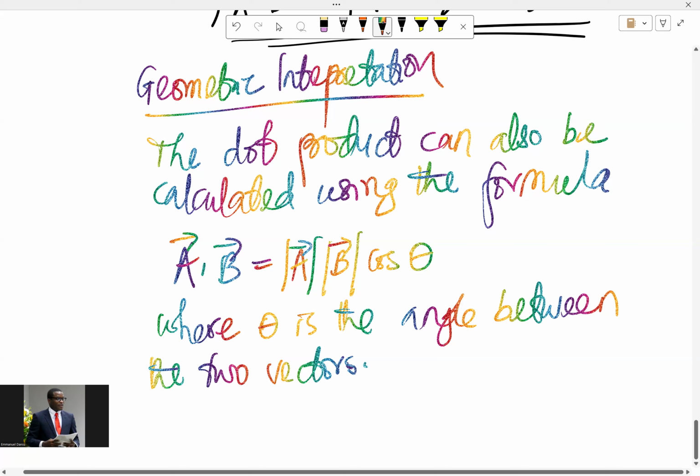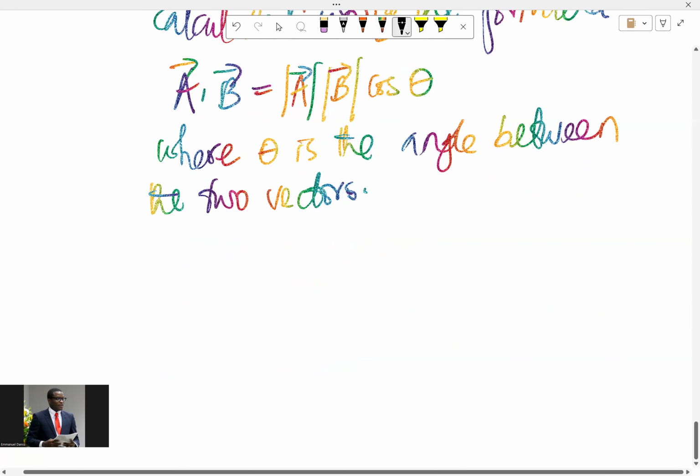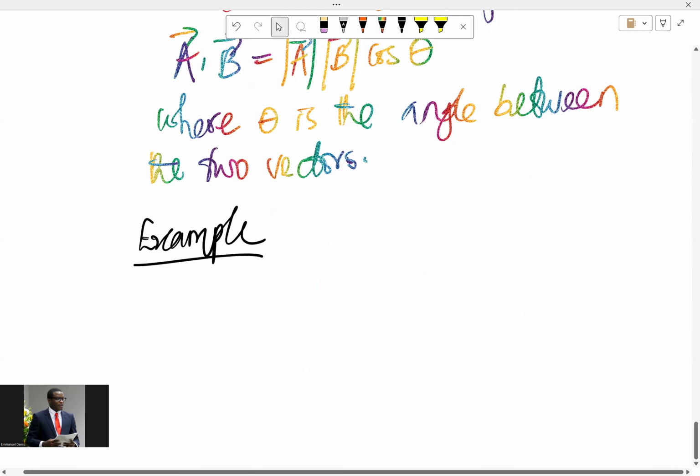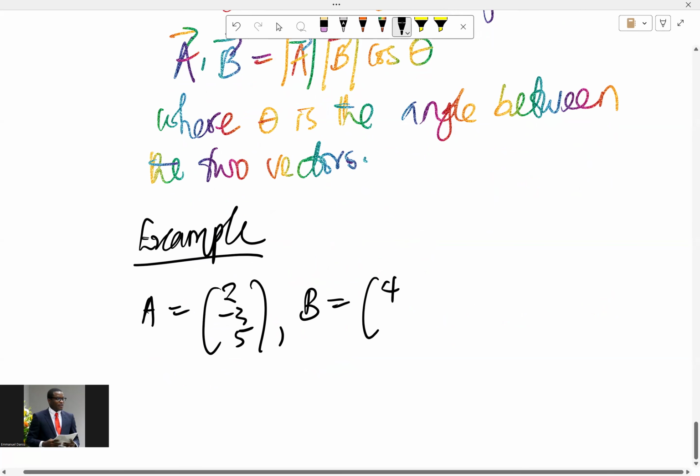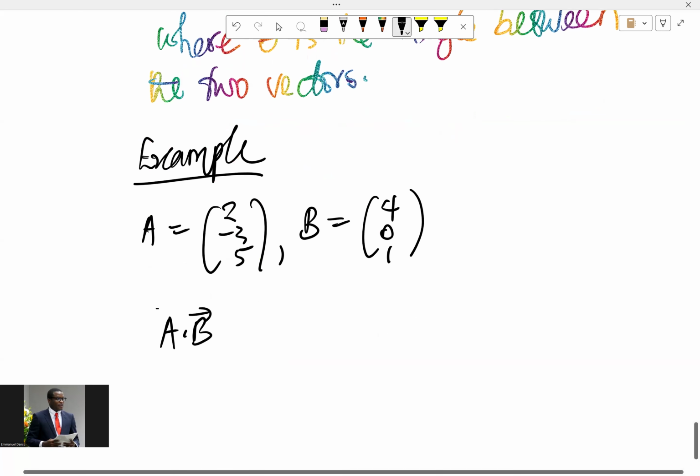And we already know how to calculate the magnitude of two vectors, actually. So, for instance, now we can even use this to calculate the angle between the two vectors. But let's take the example we have right here. So, if you have A to be 2, minus 3, 5, you have B to be 4, 0, and 1. So that means A dot B. Never forget the arrows.